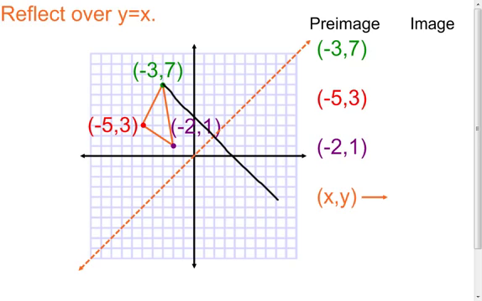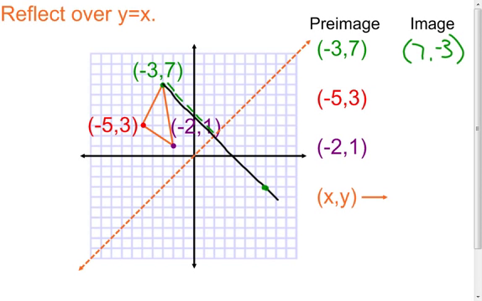Now I have to find out how far it is away from my line of reflection. And what I'm going to do here is just count diagonals. So if I start at negative 3, 7, 1 diagonal, 2 diagonals, 3 diagonals, 4 diagonals, it's 5 diagonals away. So then I have to count 5 diagonals the other way. So 1, 2, 3, 4, and 5. And right there is my image. That point is at 7, negative 3.